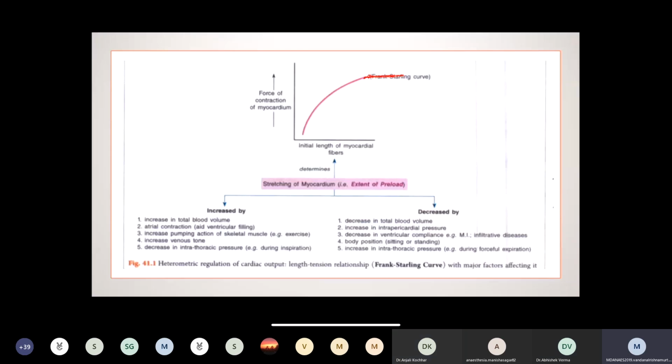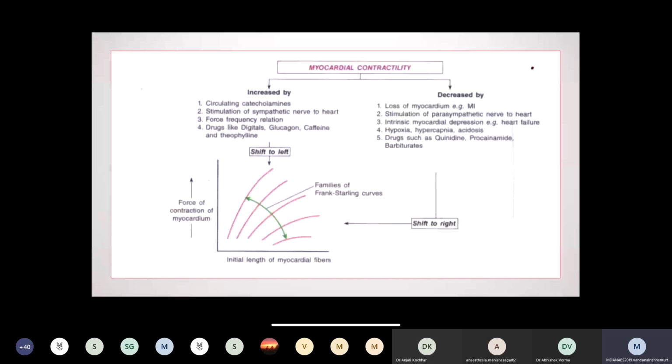Yes, ma'am. Next, contractility. As I told, it's an intrinsic factor of the muscle fiber. It depends on sympathetic tone, exogenous sympathomimetics, and electrolyte imbalance. As you can see, the circulating catecholamines increase the myocardial contractility such that even if the initial length of the myocardium is less, the force of contraction will be more. So the factors which increase the myocardial contractility will shift the Frank-Starling curves towards the left.